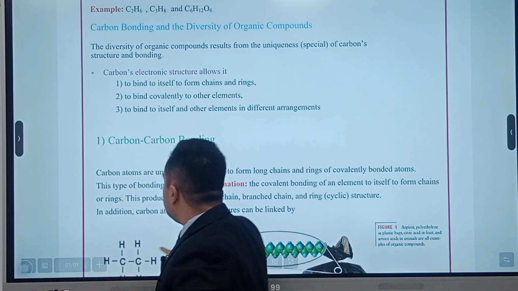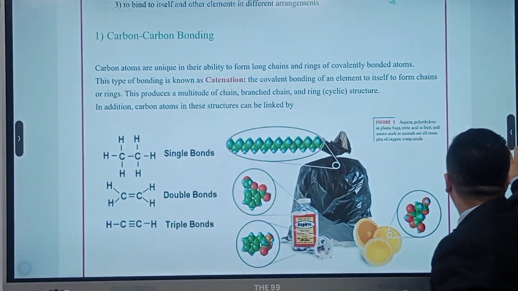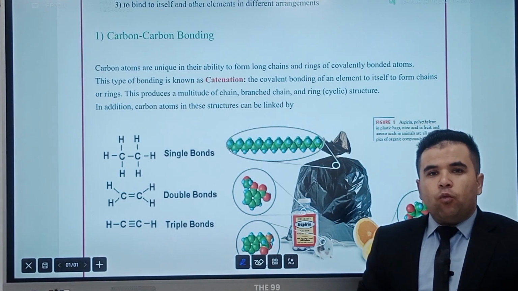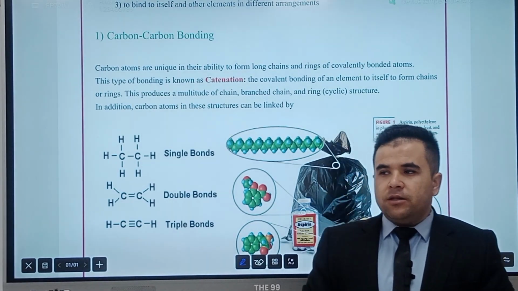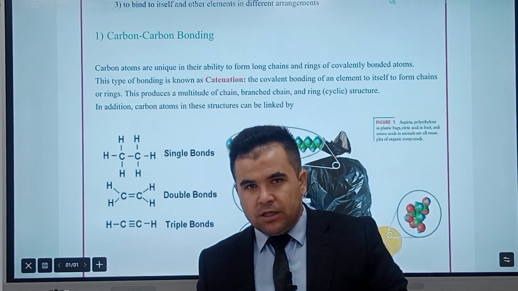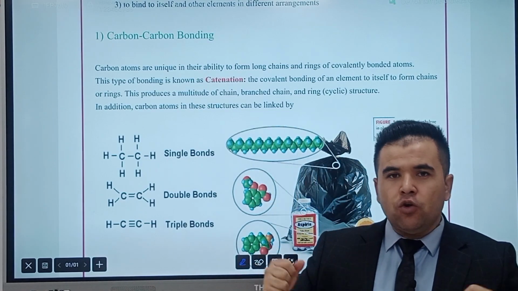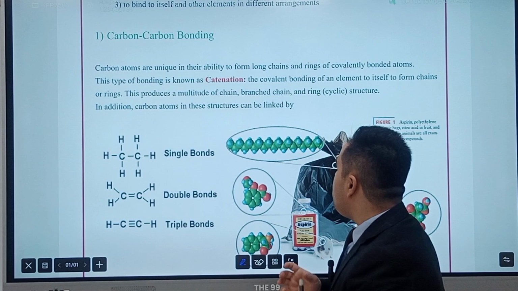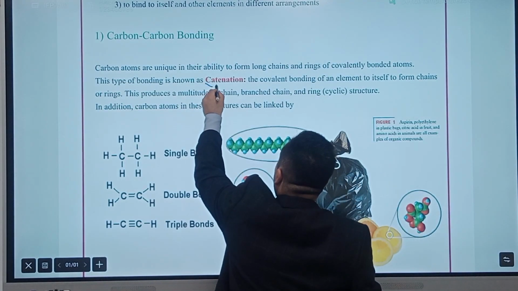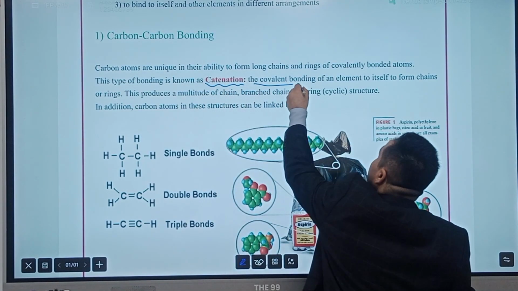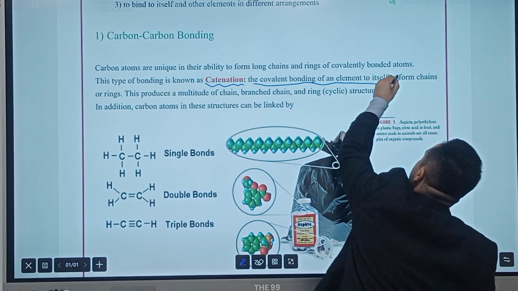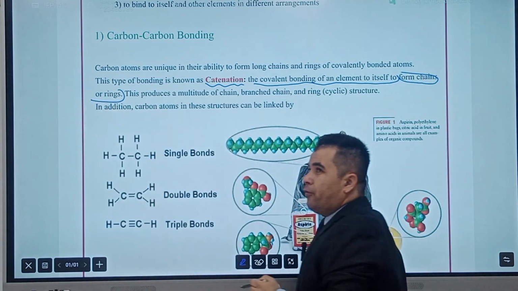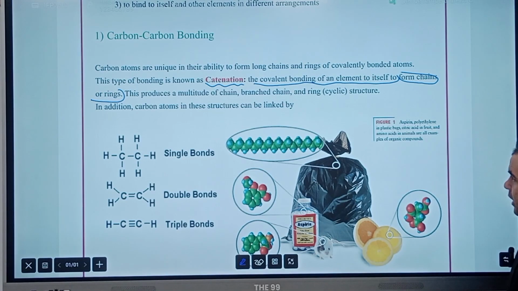Let us talk about how it can bond with itself, guys. Carbon-carbon bonding. In chemistry, whenever an element has a tendency to bond with itself in a chain or a ring, we call this catenation. So this type of bonding we call catenation: the covalent bonding of an element to itself to form chains or rings.